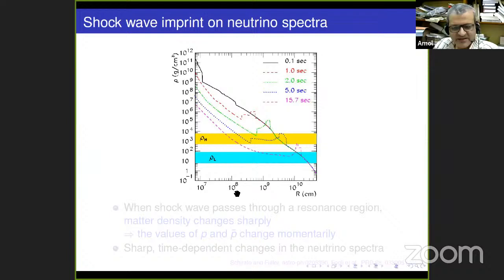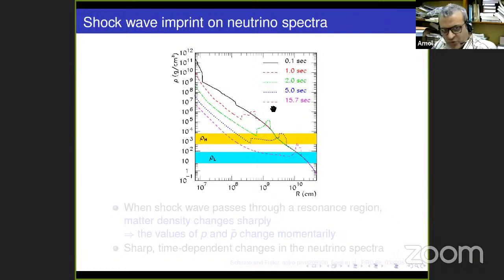So let me explain what this figure is. This R shows you radius or distance from the center of the star in centimeters. The y-axis shows you density. Now, before a supernova explodes, the density profile looks like this black curve. You see, it is reasonably smooth. rho_H is the band between 10^3 to 10^4 grams per cc. So when you are in this region, neutrinos undergo H resonance. When you are in the region of this density, which is rho_L, neutrinos undergo L resonance.